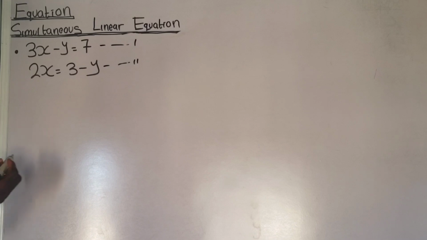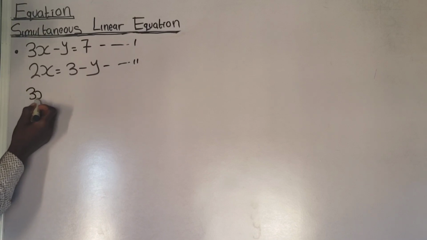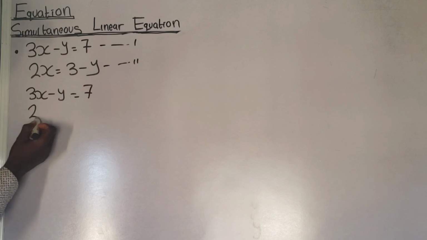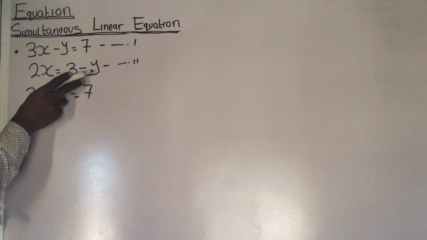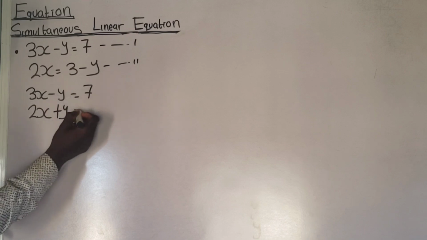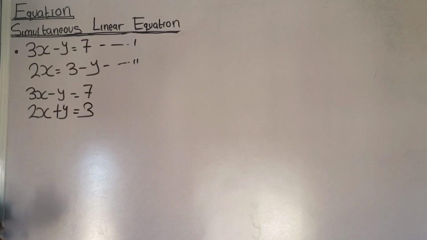So the equation becomes: 3x minus y equals 7. This is equation 1. And equation 2 now becomes 2x. If this y crosses the equals sign, it's going to change to positive. So I'm going to have positive y equals what? 3. Now, we can easily eliminate y again.